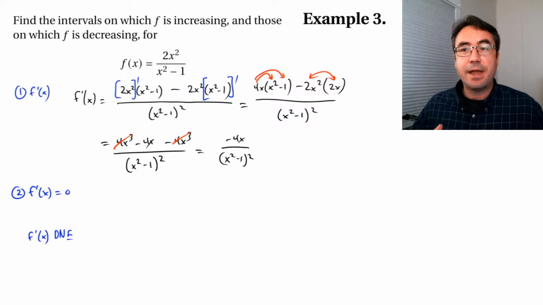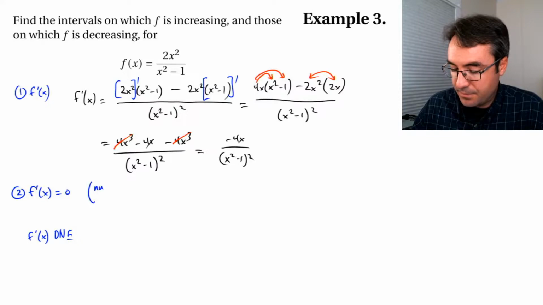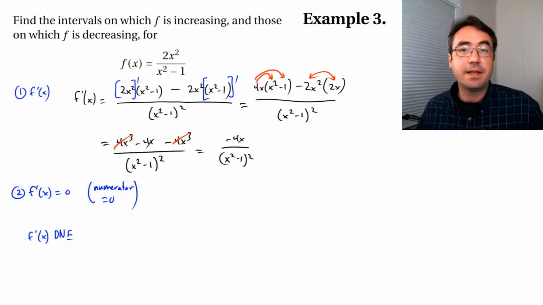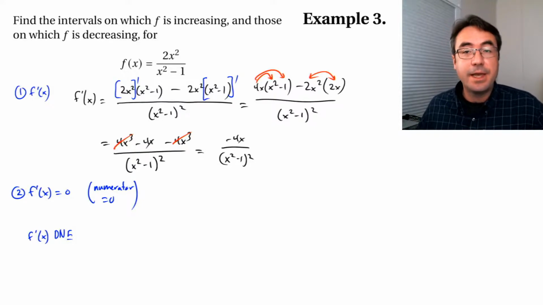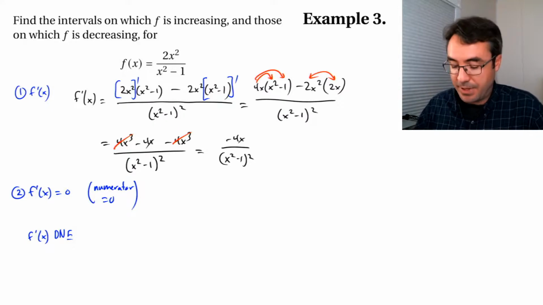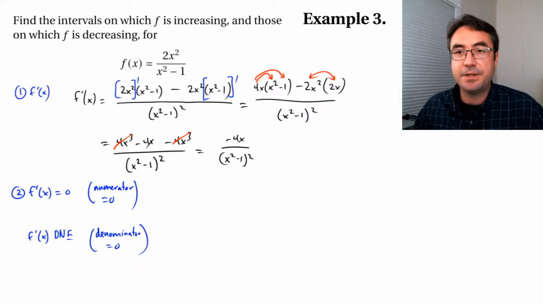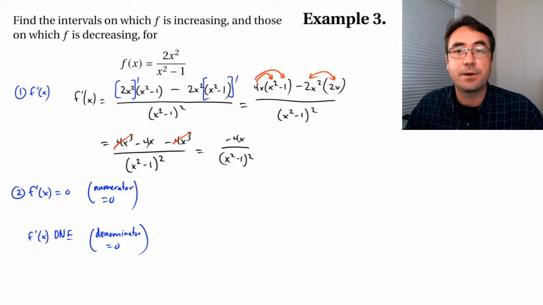The nice thing about having it set up as a fraction like this is we can just look at where the numerator is 0, and that'll tell us where the derivative is 0. And to figure out where the derivative is undefined, we just have to look at where the denominator is 0. So once you get it simplified into a fraction, it's not too bad to figure out where the derivative is 0 and where it is undefined.